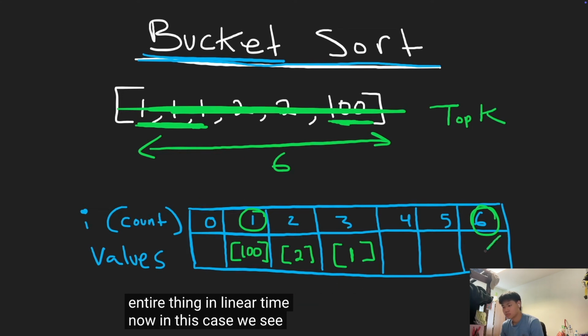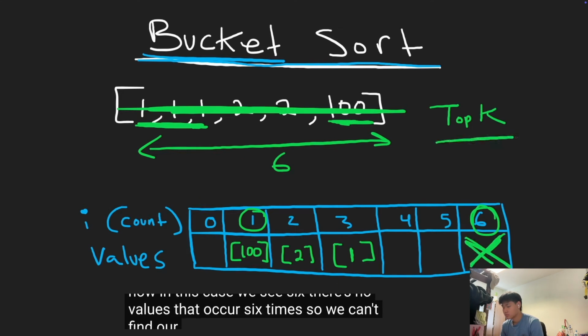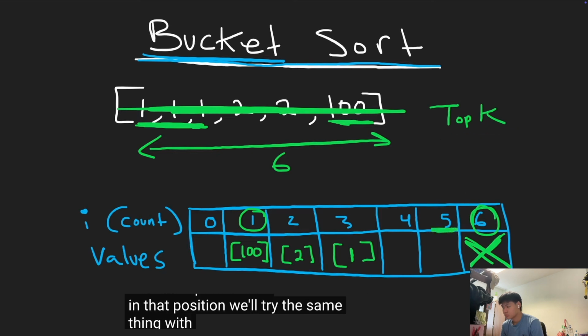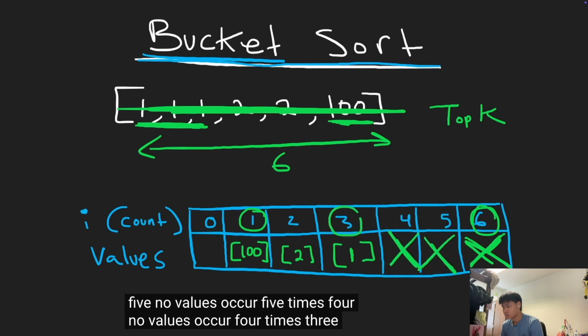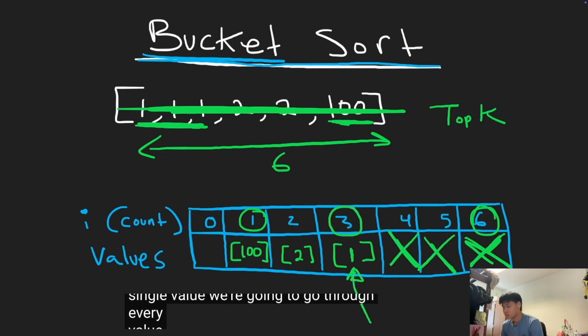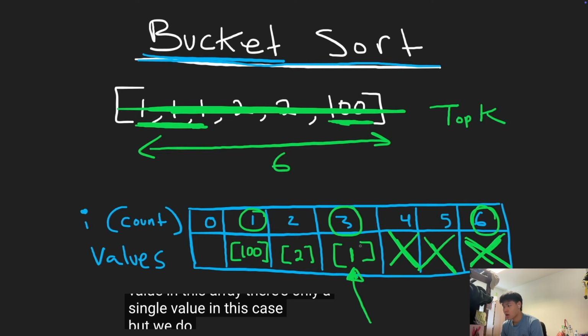Now in this case, we see 6. There's no values that occur 6 times, so we can't find our top k element in that position. We'll try the same thing with 5. 5, no values occur 5 times. 4, no values occur 4 times. 3, a single value. We're going to go through every value in this array. There's only a single value in this case, but we do see a 1 occur.